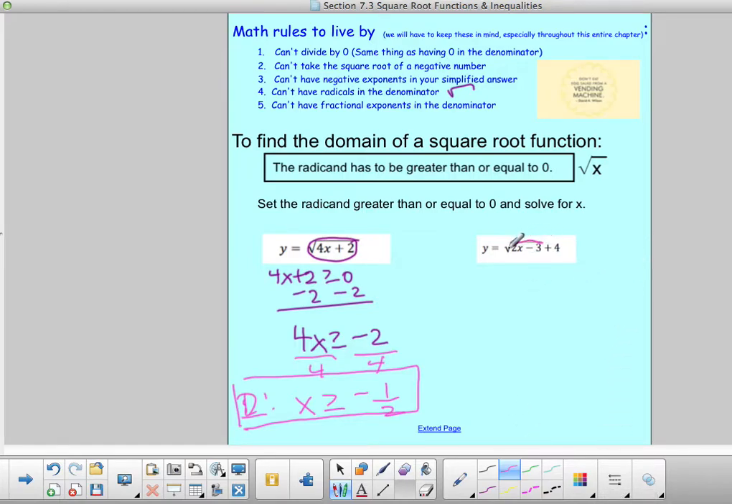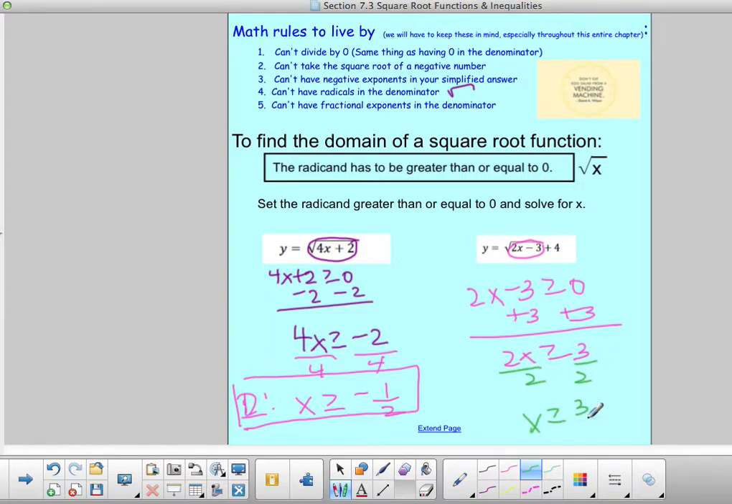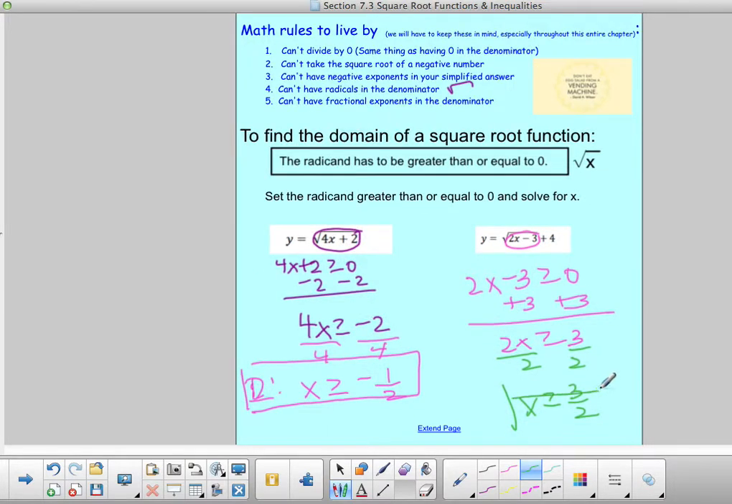All right, I move on to y. It's what's underneath my square root sign. So 2x minus 3 has to be greater than or equal to 0. I'd add 3 to both sides. So I have 2x is greater than or equal to 3. And then I would divide by 2. So x is greater than or equal to 3 over 2, or 1.5. That is also my domain for this function. X is greater than or equal to 3 over 2. So that's how you find the domain.